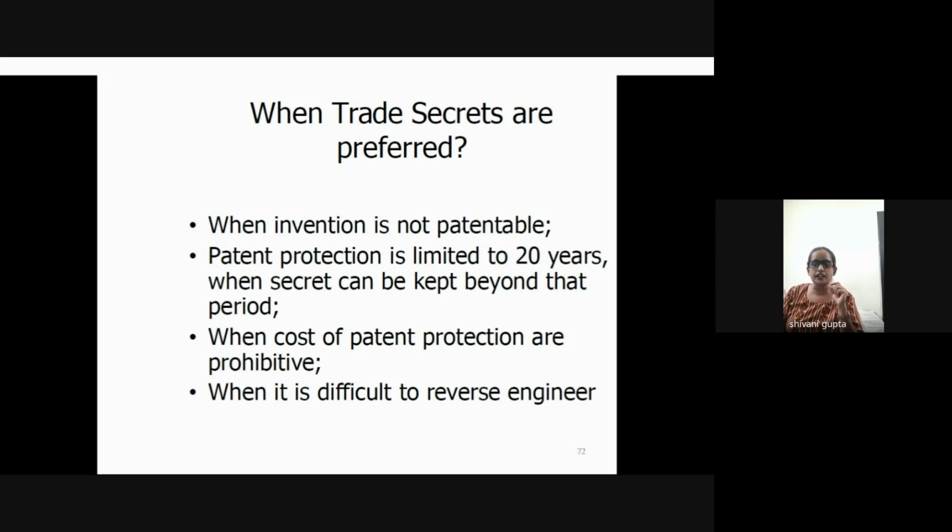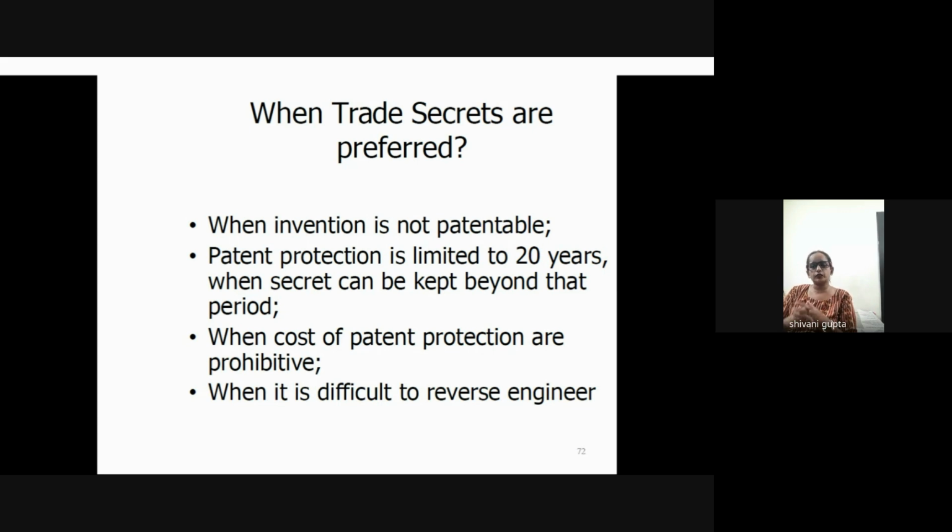If the inventions are in the category that they are not patentable, then we, as the IP attorney or as an IP agent, refer the client to get trade secret protection over the same. Patent protection is also limited to 20 years, and renewal is a long process. When the secret can be kept beyond that period, we also prefer the trade secret.